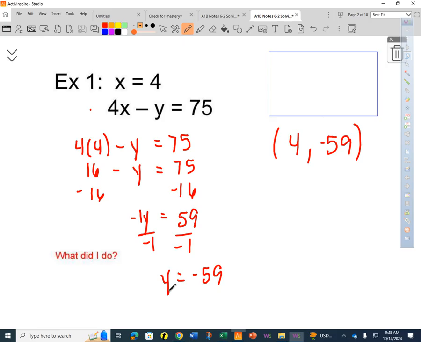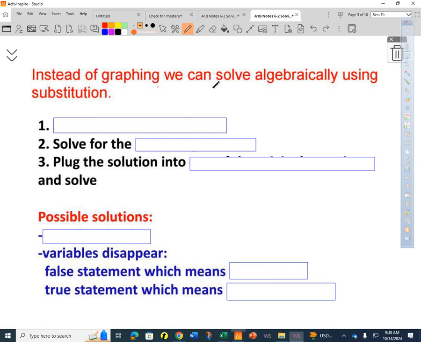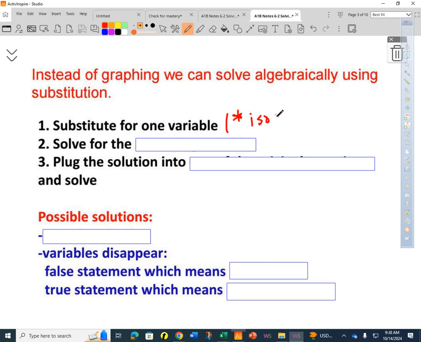So these are still systems of equations, the exact same ones that we were solving last week, but now we're just using a different strategy to solve them. So instead of graphing, we can solve algebraically using substitution. So the first thing we're going to do is substitute for one variable. And we have to isolate first. Sometimes they're already isolated. In our example, it was already isolated. But sometimes you have to isolate a variable before you can substitute for that variable.